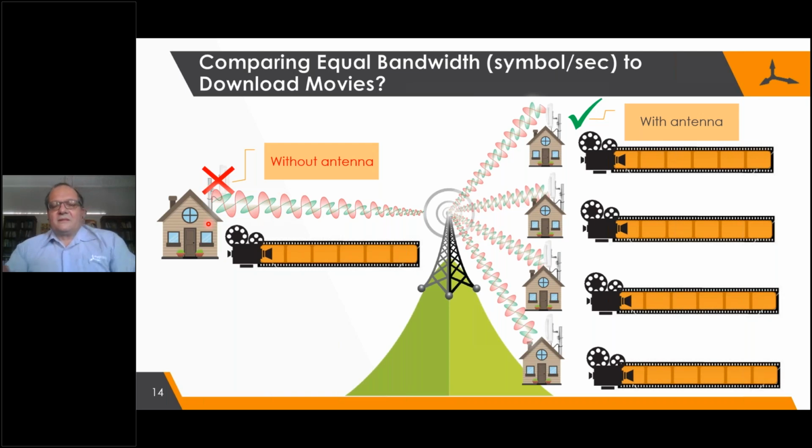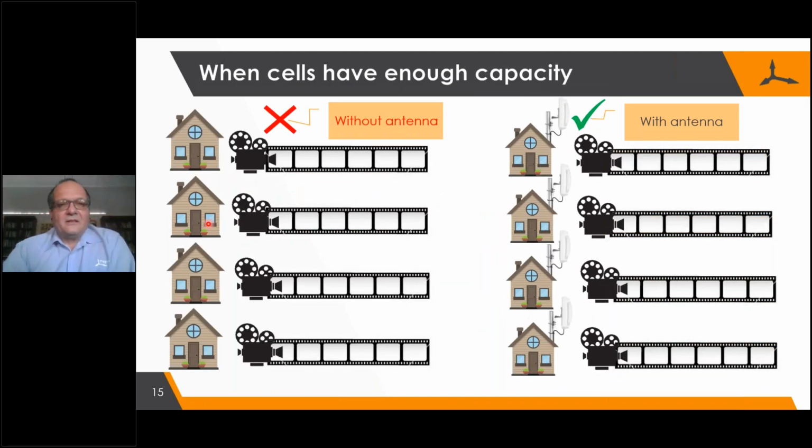When your cells have extra capacity, that's always how it starts. You're just getting guys on, so capacity is not yet a problem. There's still, of course, a much nicer rate that the guys on the right get. So make no mistake, for the users, having the external antennas is always a massive improvement.